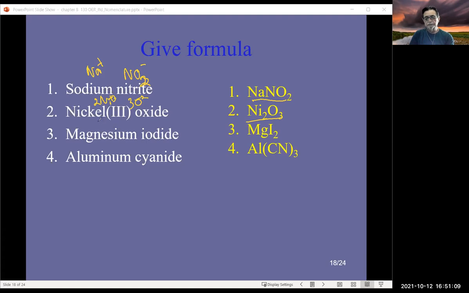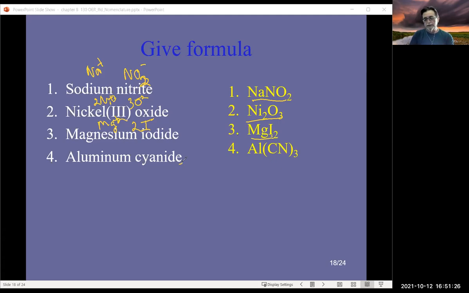Okay, magnesium is in group 2. It has a +2 charge. And iodide, each is in group 7, so in ionic form is a -1. So we need 2 iodides. Hence our formula is MgI2.